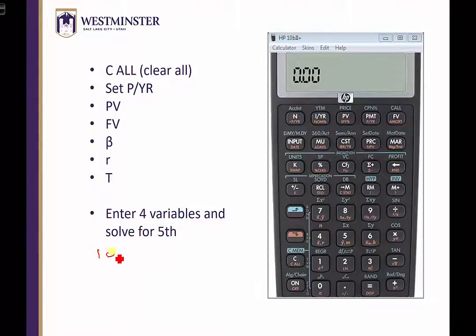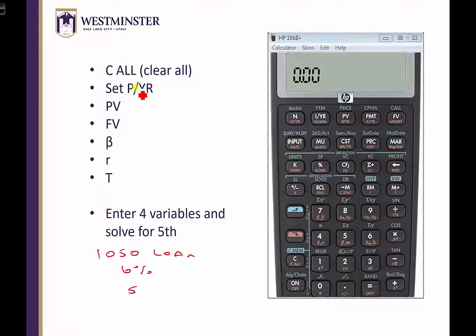Let's suppose we're receiving a loan for $1,050 today. That loan is going to be paid back at an interest rate of 6%, and it's going to be paid back in 5 years. Just a one-shot transaction. Well, the first thing I'm going to think of is I'm going to clear my register. So red, clear all, clears the register.